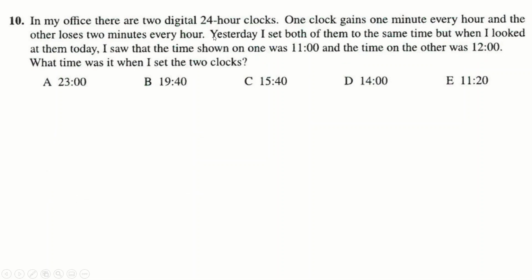Question 10. Two 24-hour clocks. One clock gains a minute every hour, so that one's fast, and the other one is slow by 2 minutes.